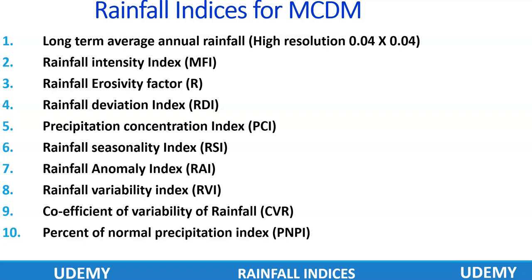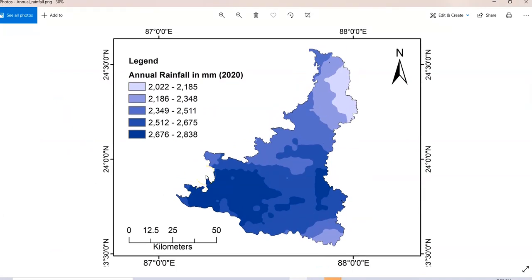Rainfall indices are the most important and crucial parameter for multi-criteria decision-making models for any type of hazards, like flood, groundwater, landslide, environmental hazards, coastal hazards, and many more. But we have to take much care when we use rainfall indices for multi-criteria decision-making models, because rainfall indices are a very sensitive parameter. In this course, I have shown how to prepare it, why you prepare it, and how to use it in multi-criteria decision-making models.